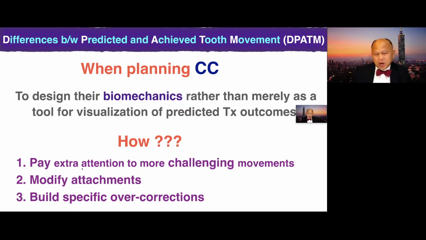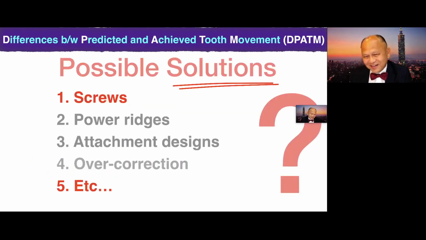Pay extra attention to more challenging tooth movement. Modify attachment. Number 3, build specific overcorrection. But the question is how? What kind of extra attention are we supposed to pay?